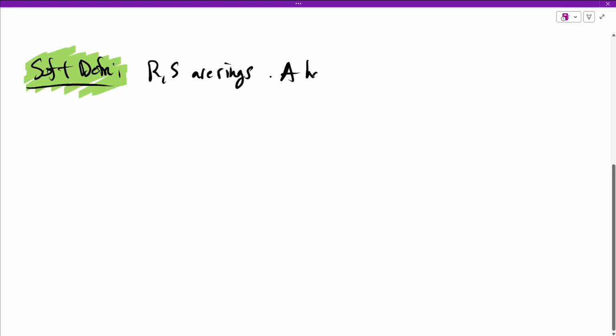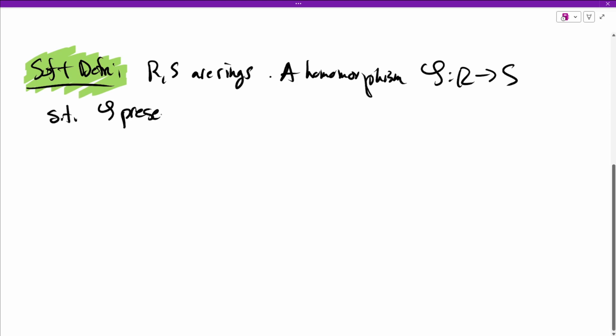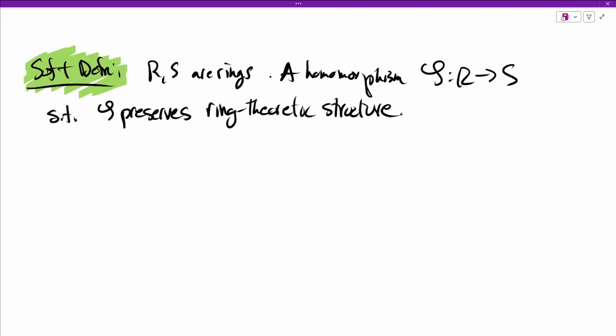A homomorphism is a function from R to S such that phi preserves ring theoretic stuff. Stuff I'm going to blanket as structure. So namely, rings come equipped with some information. They come equipped with addition, and they come equipped with multiplication, and the addition and multiplication interact somehow.